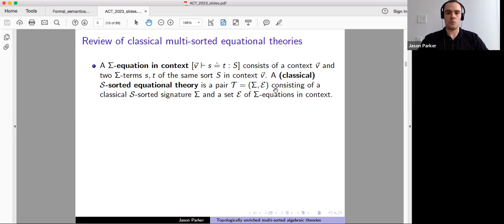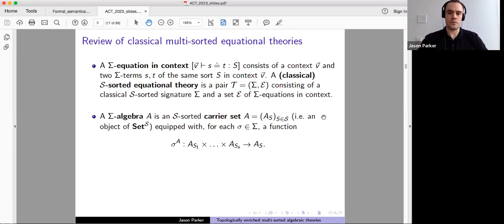And then finally, we can define what equational theories are. So a classical S-sorted equational theory is a pair T of a classical S-sorted signature sigma and a set E of sigma equations in context. And then we can interpret these theories, of course. So a sigma algebra A is an S-sorted carrier set. So it's an object of the product or power category Set^S that's equipped with, for each operation symbol little sigma, a function sigma^A of this kind, where sigma has these input sorts S1 to Sn and output sort S.